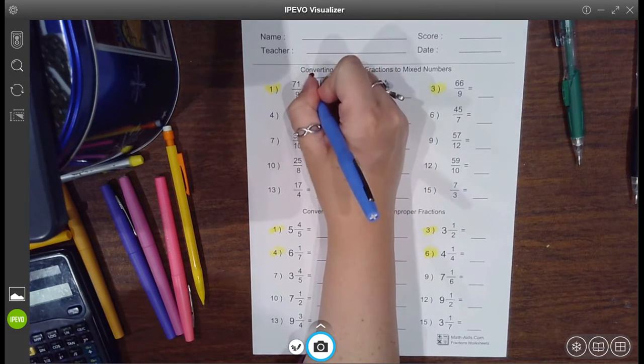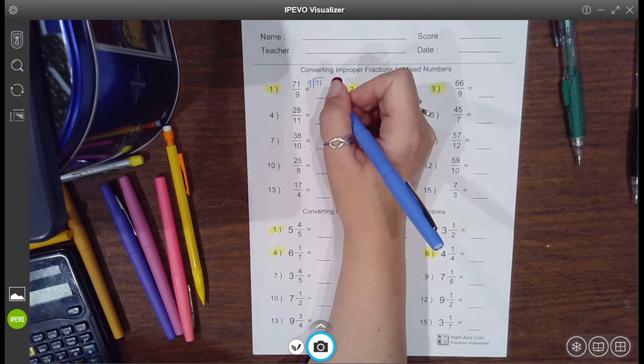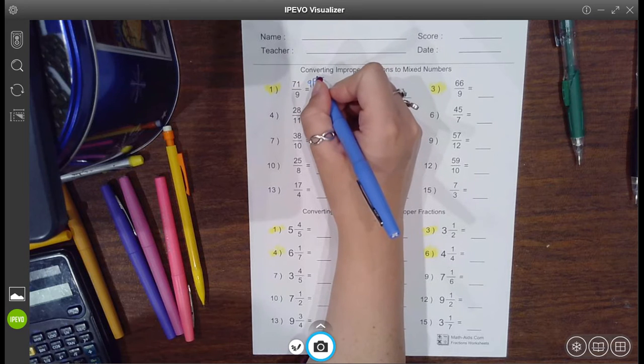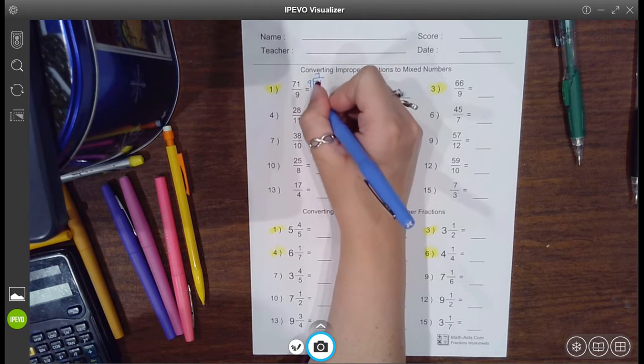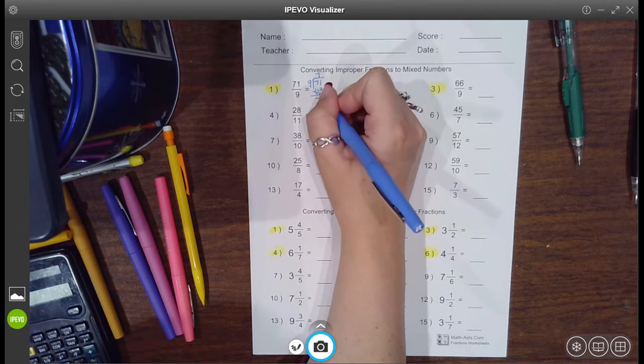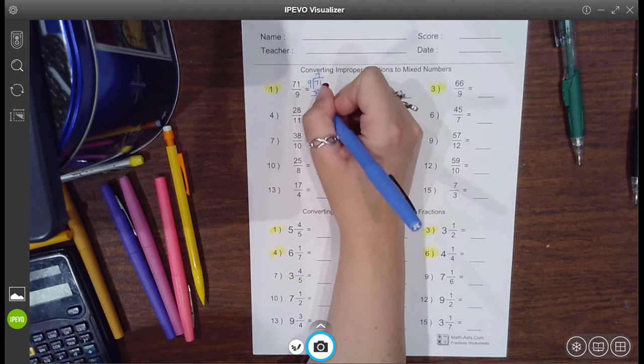the bottom. So you think to yourself, how many times can 9 go into 71? Well, 9 times 8 is 72. That's too big, so let's go 7. 9 times 7 is 63. When you subtract 71 minus 63, you get a remainder of 8.